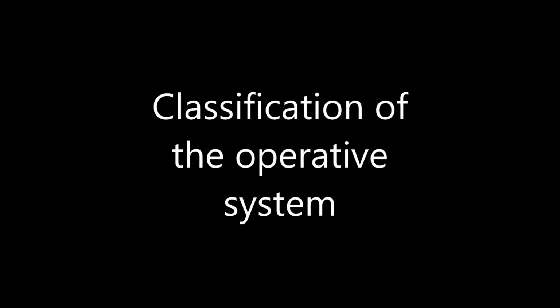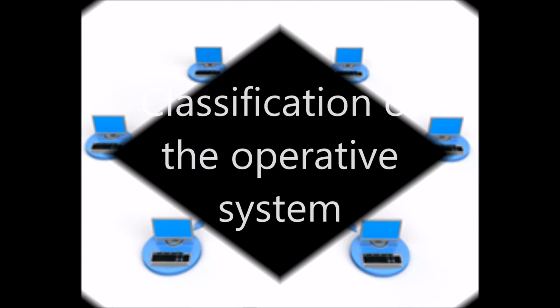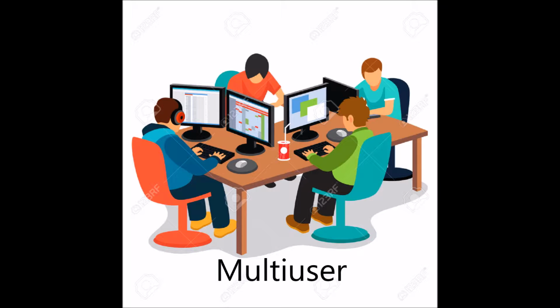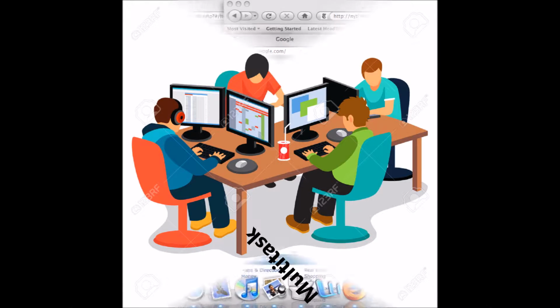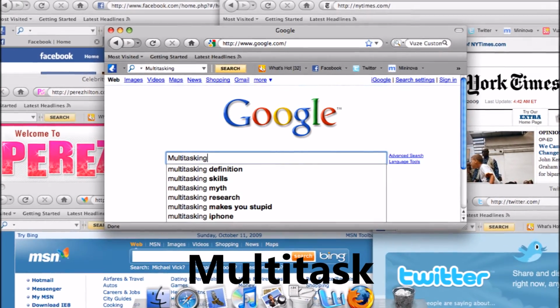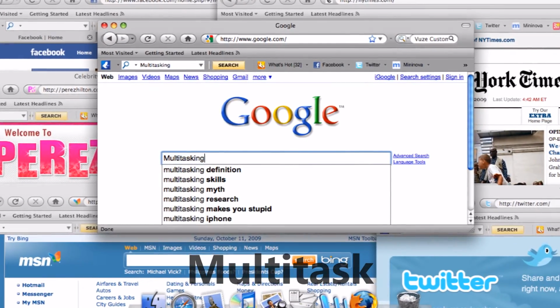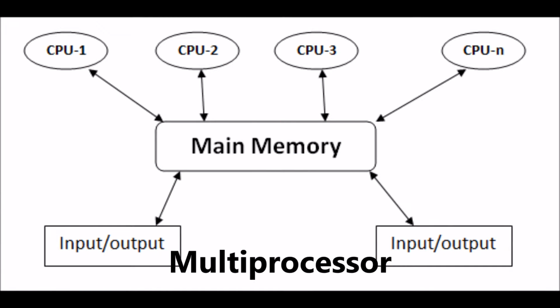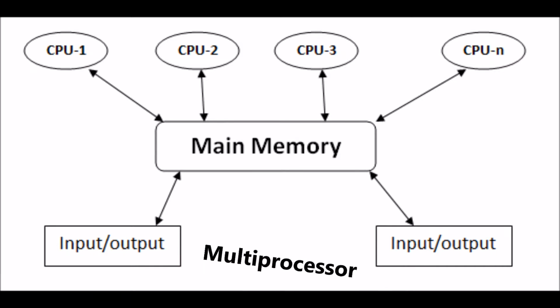The operative system can be classified in the following form. The first one is multi-user. This is when two or more users can execute programs at the same time. The multitask permits to execute two or more programs or applications at the same time. And multiprocessing means that it has more than one processor which operates in the same memory but executes processes simultaneously.